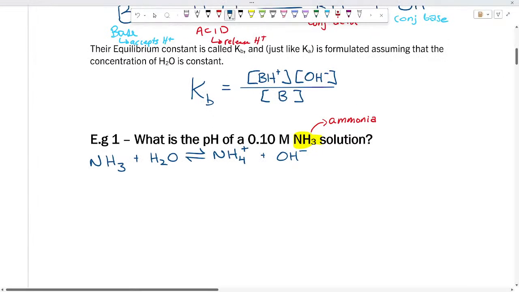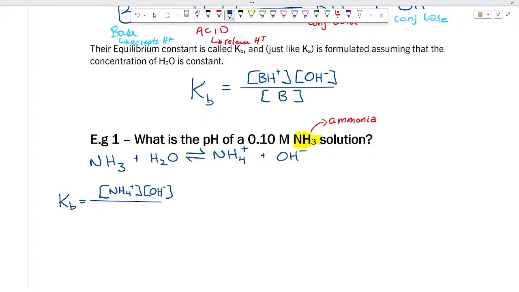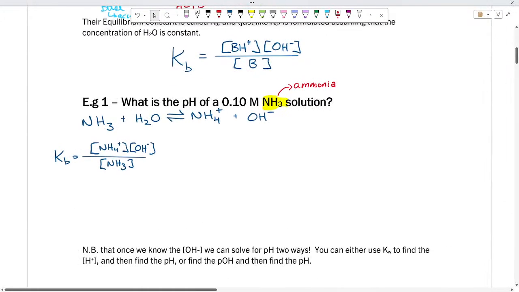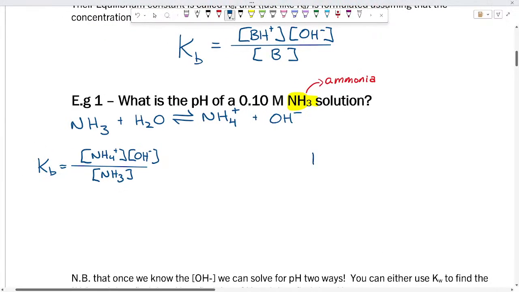And with that in mind, we could write a Kb statement for this. We could write a law of mass action. And on the top, we would have the concentration of NH4 plus and OH minus. And on the bottom? Great. And why not water? Because it's included in the Kb. Very good. What am I going to make to actually sort this out? Yeah, we're going to have to make an ICE table. The initial values, how they change, and what they should be at equilibrium.